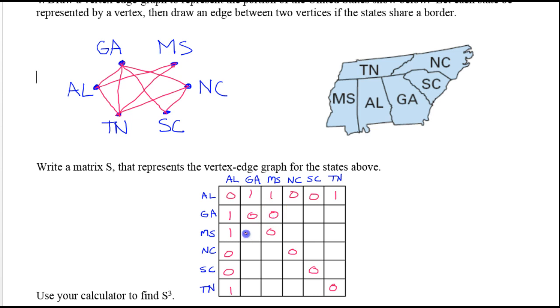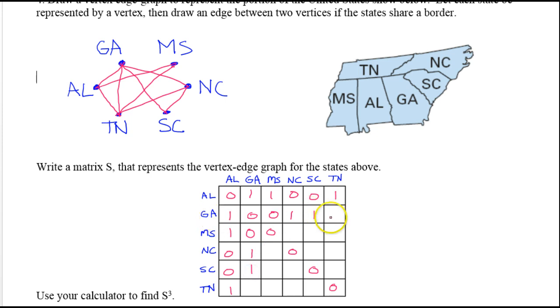Okay, which means a 0 here and here. Does Georgia share a border with North Carolina? It does. That means a 1 here and here. Does Georgia share a border with South Carolina? It does. So that means a 1 here and here.